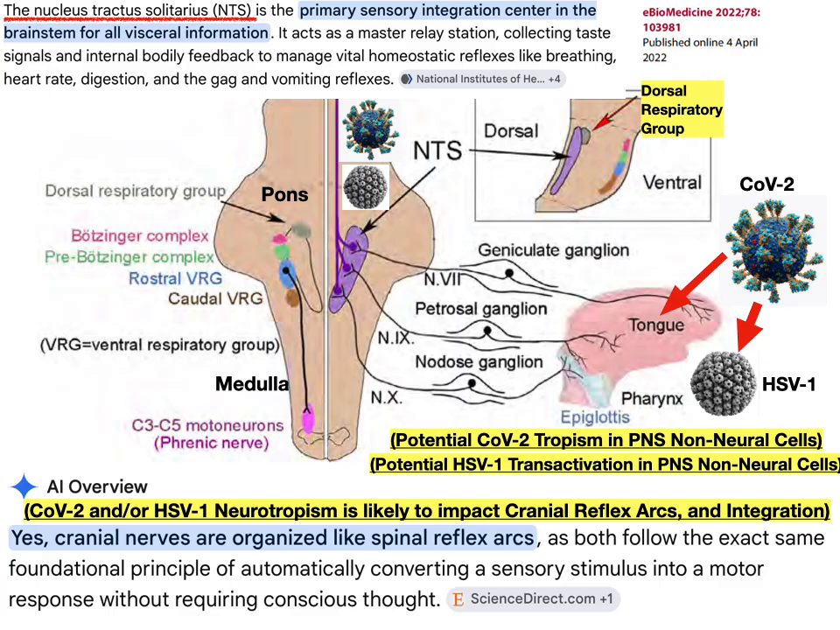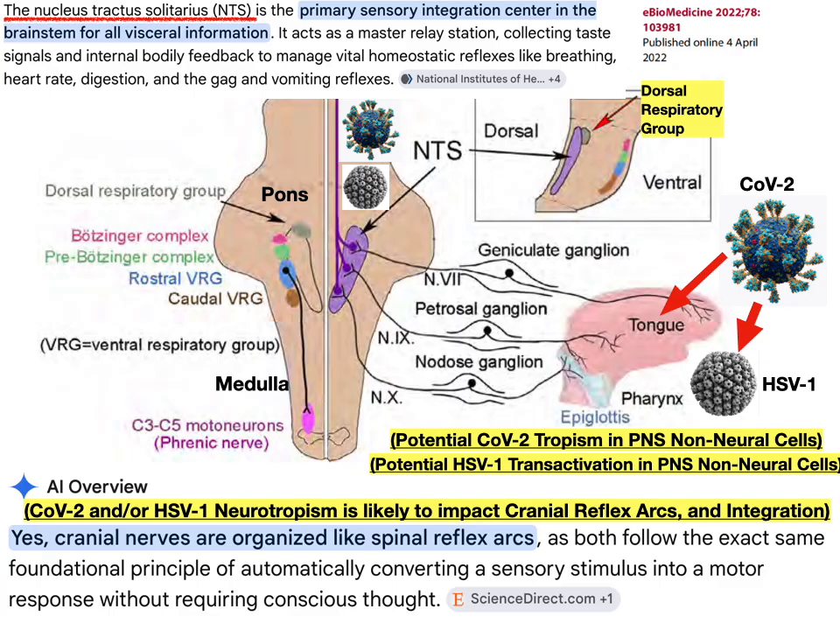So, in short, I would like to summarize the complexity of this figure in the following takeaway points. There is potential CoV-2 viral tropism in the peripheral nervous system in non-neuronal cells, non-neural cells, glial cells. There is also potential HSV1, herpes simplex virus 1, transactivation in peripheral nervous system non-neural cells, glial cells.